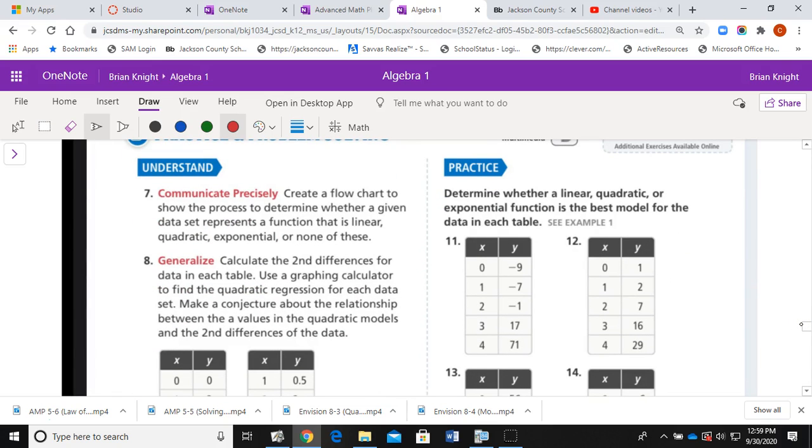You have numbers 11 through 18 and 21 through 22 to do.